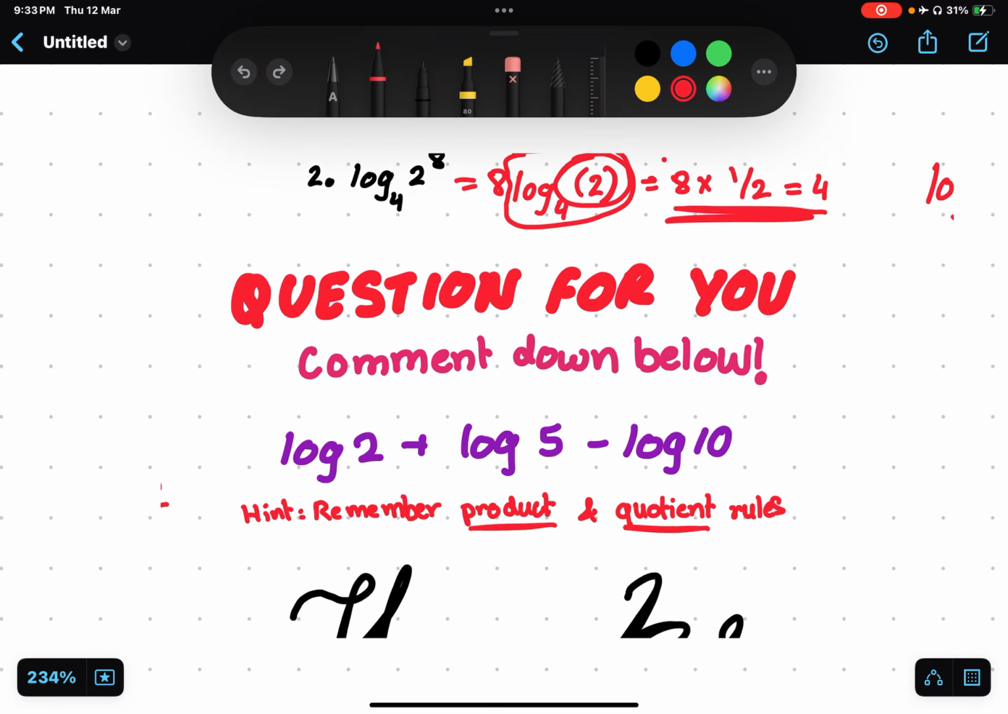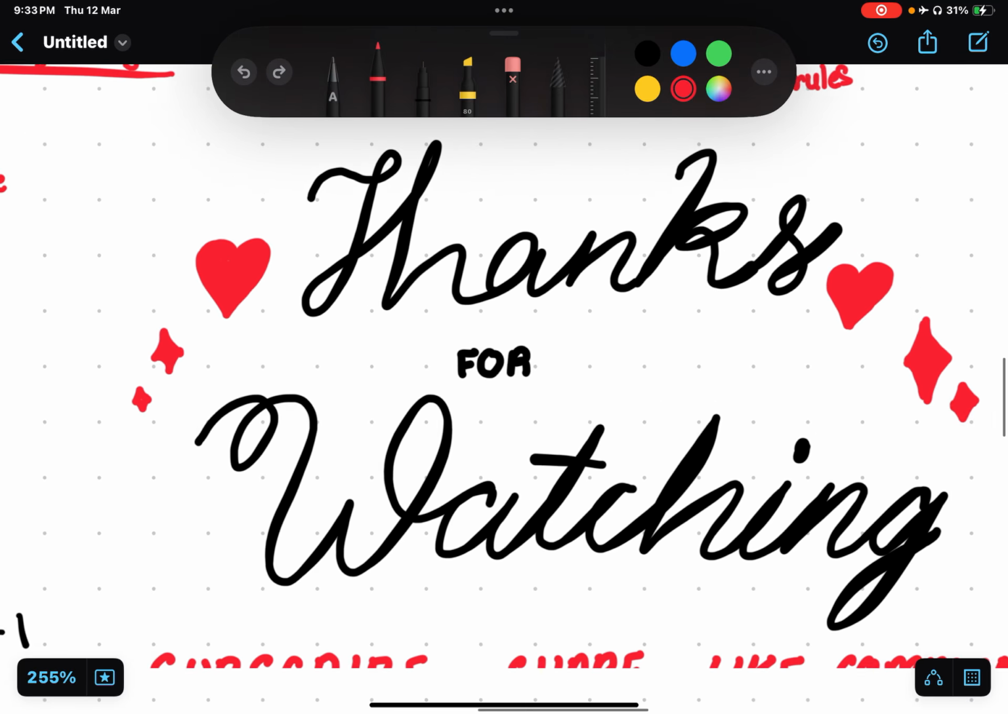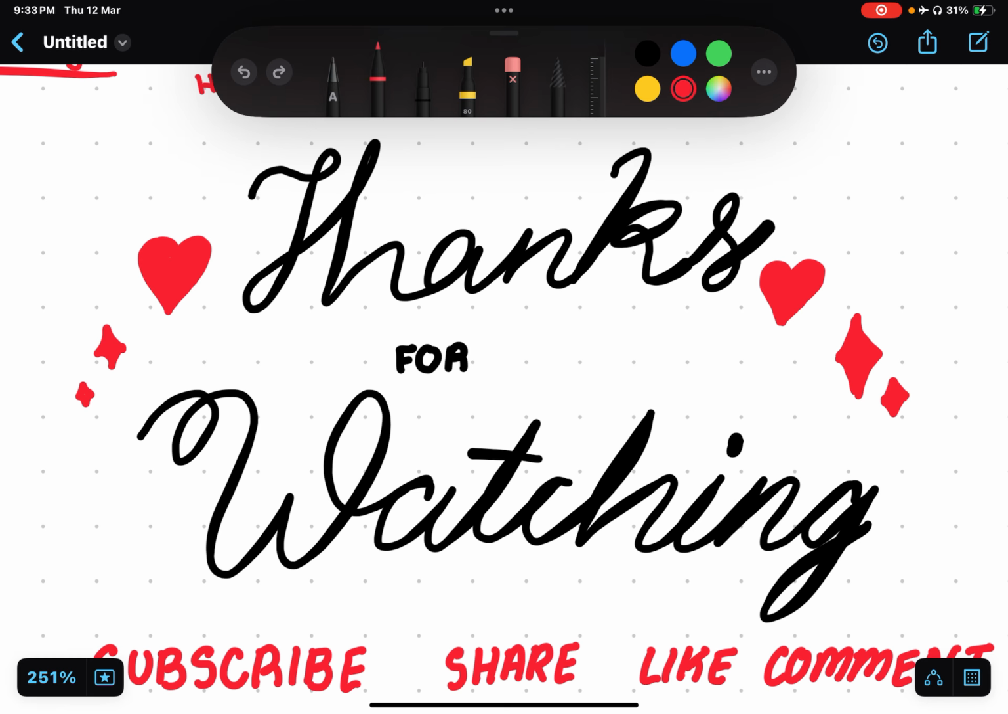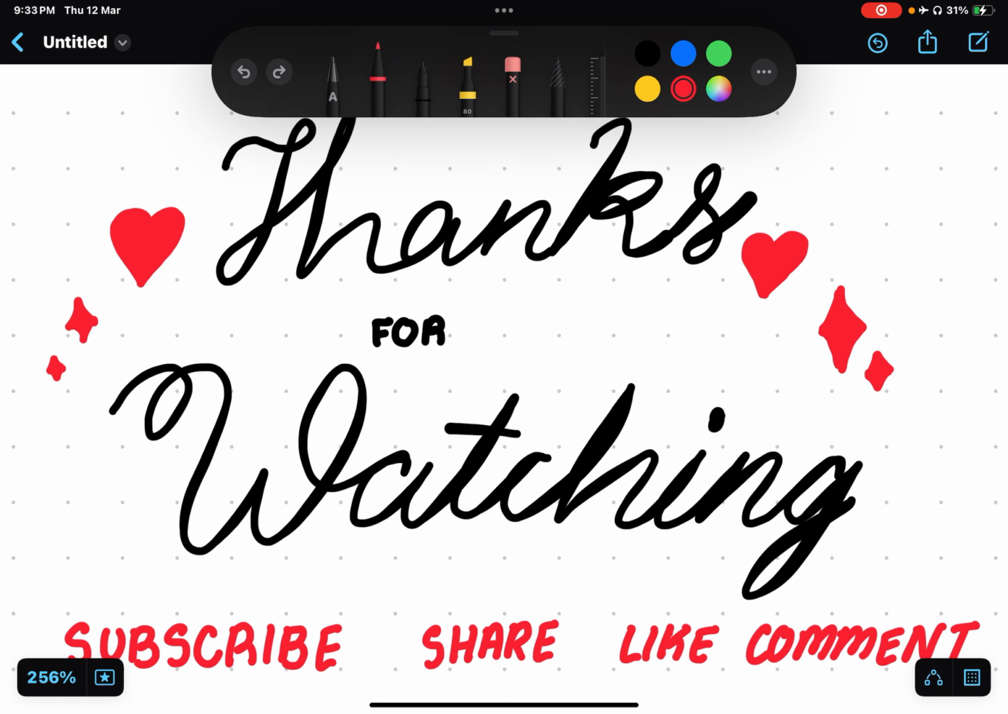So with that, we have finished our topic on logs. I really hope that you understood what I was talking about. If you have any questions, please comment them down below. I've tried to give you the basics of all the things that are required to solve log questions. To keep up the practice, do go and find some more questions online. It's quite easy to find more logarithm questions.